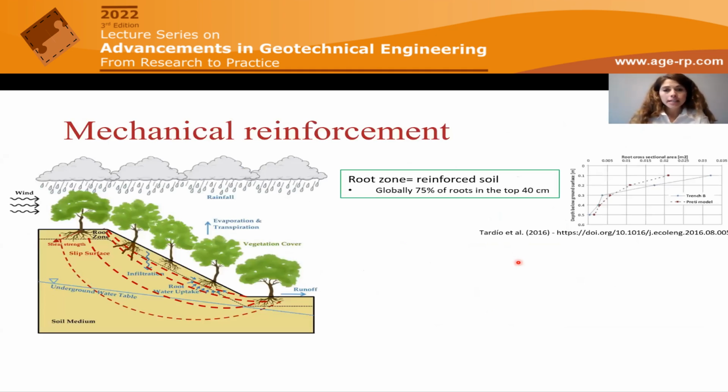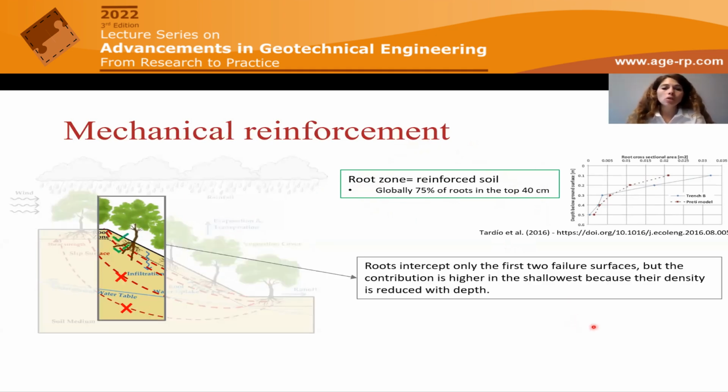So let's move on to the next reinforcement, which is the mechanical reinforcement. It's pretty straightforward to conclude that roots are improving the shear resistance when intercepting a shear failure. This mechanical contribution, though, is exclusively exercised in the rooted zone, which in 75% of the cases is within the first 40 centimeters of the soil. Therefore, if we zoom into the slope, the tree highlighted is actually contributing with these roots only to the resistance of the first 2 sliding surfaces.